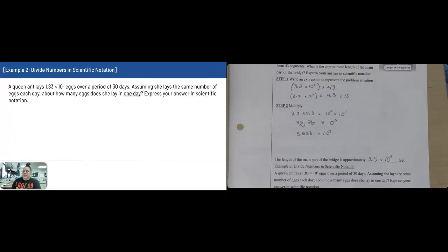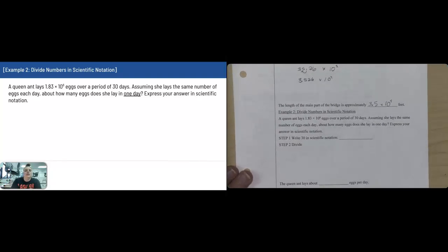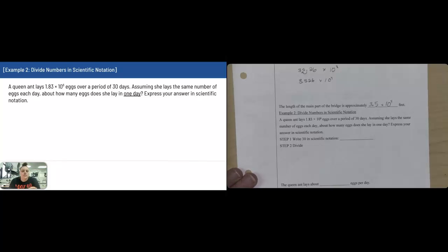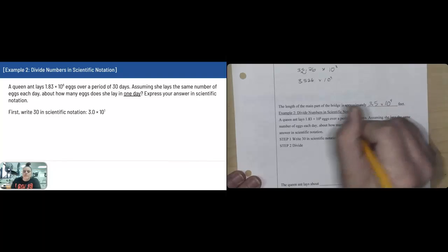Let's look at dividing numbers in scientific notation. A queen ant lays 1.83 times 10 to the 6th power eggs over a period of 30 days. Assuming she lays the same number of eggs each day, about how many eggs does she lay in one day? Express your answer in scientific notation. So first, again, we want to have both of our numbers in scientific notation. So first we'll rewrite 30 in scientific notation, which is really just 3 times 10 to the first.